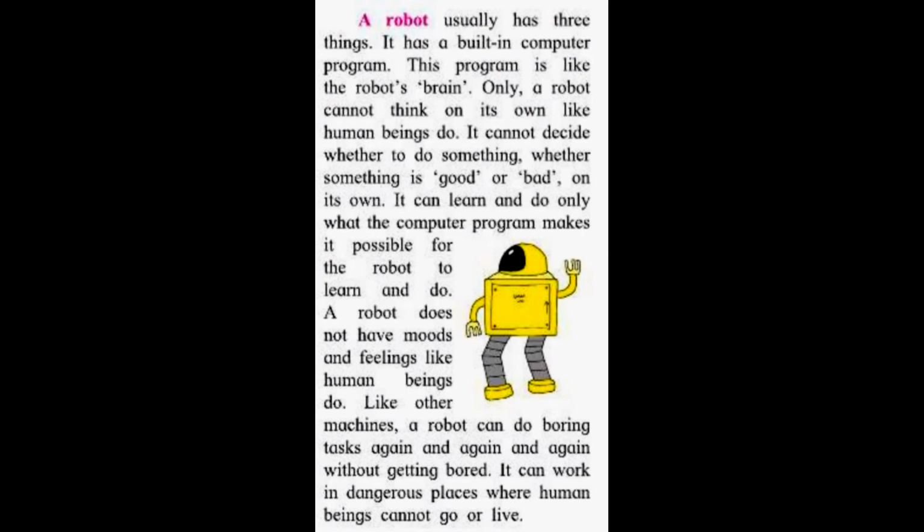A robot usually has three things. It has a built-in computer program. This program is like the robot's brain. A robot cannot think on its own like human beings do. It cannot decide on its own whether something is good or bad. It can learn and do only what the computer program makes it possible for the robot to learn and do.